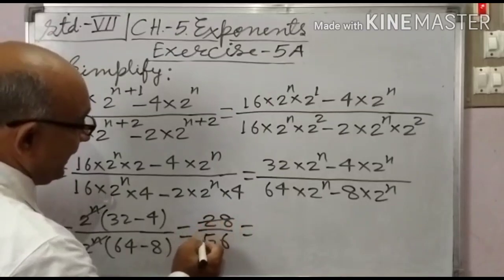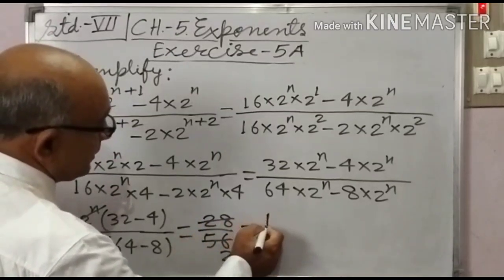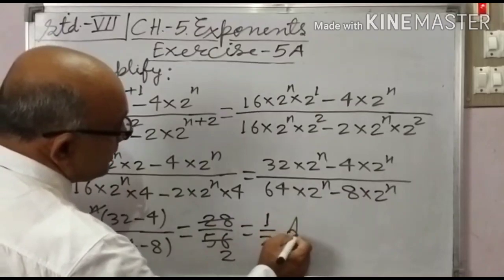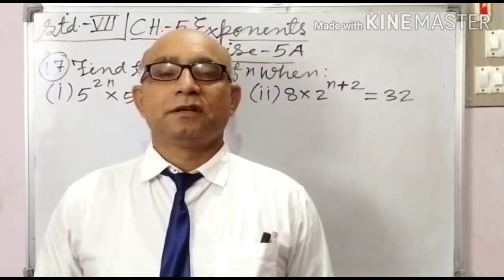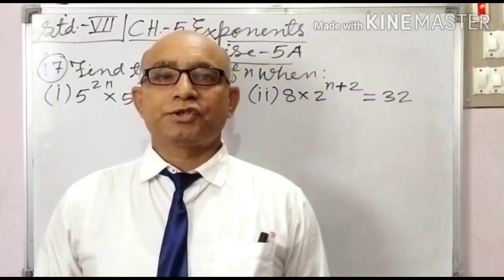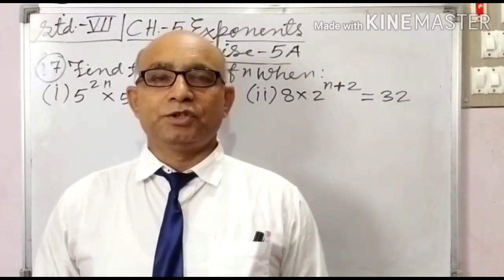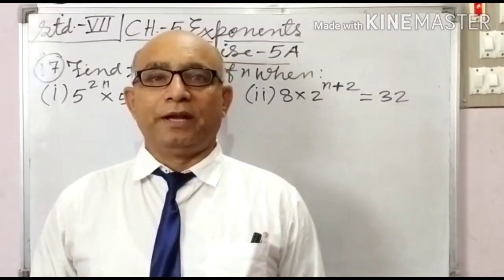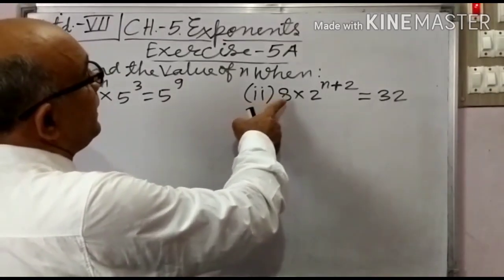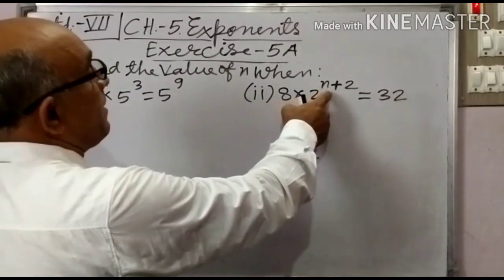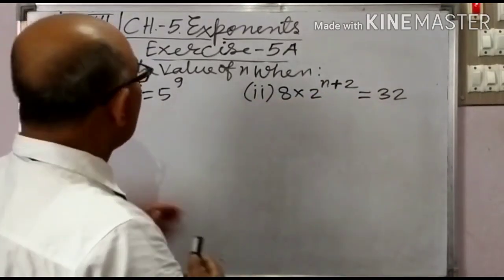Now 28 by 56 equal to 1 by 2 is the answer. Write it. Students, next question, question number 17. Write on this board. Find the value of n when, question number 1 is 5 to the power 2n into 5 to the power 3 equal to 5 to the power 9, and second is 8 into 2 to the power n plus 2 equal to 32.